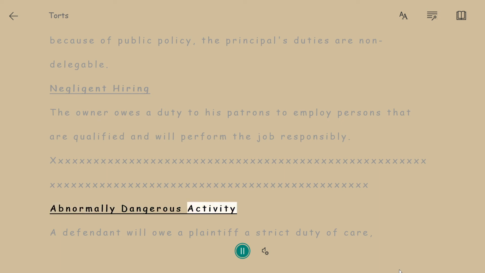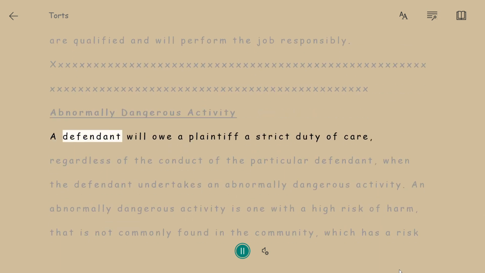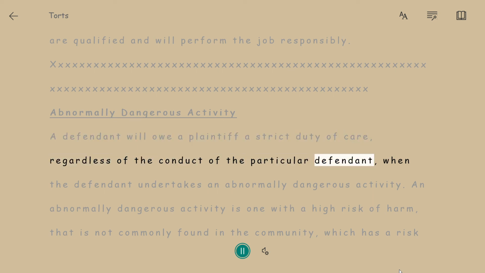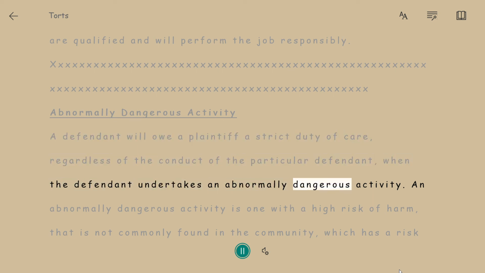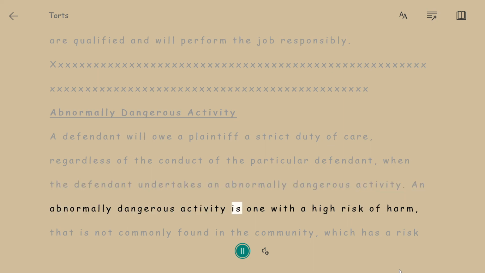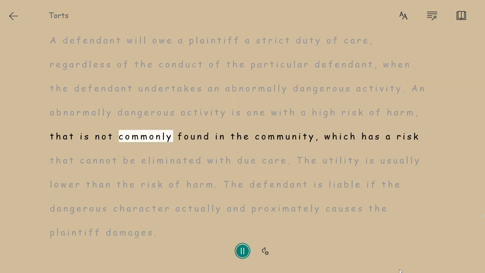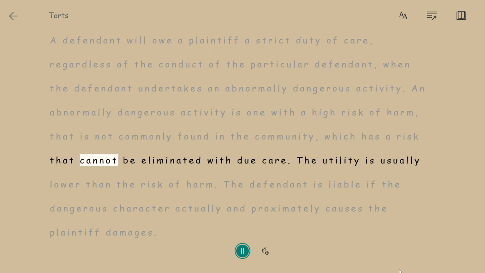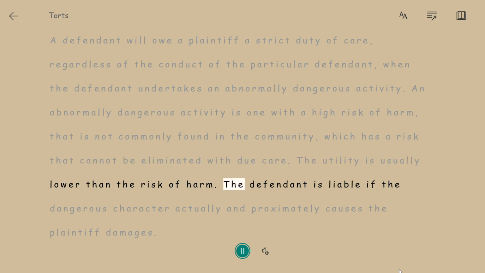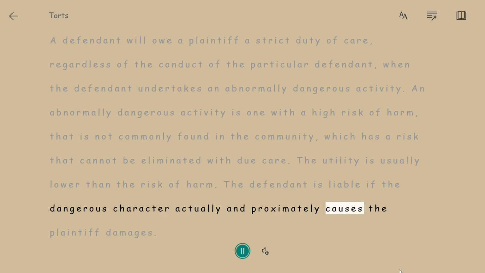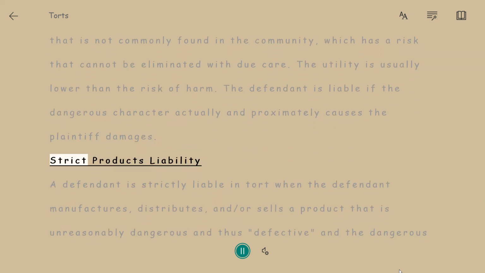Abnormally dangerous activity. A defendant will owe a plaintiff a strict duty of care, regardless of the conduct of the particular defendant, when the defendant undertakes an abnormally dangerous activity. An abnormally dangerous activity is one with a high risk of harm that is not commonly found in the community, which has a risk that cannot be eliminated with due care. The utility is usually lower than the risk of harm. The defendant is liable if the dangerous character actually and proximately causes the plaintiff damages.